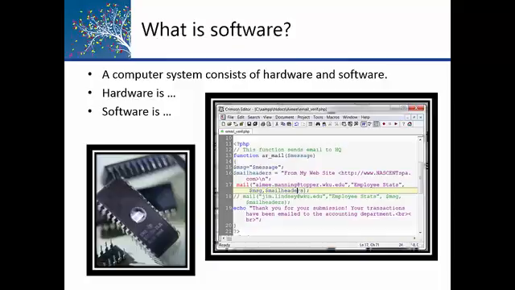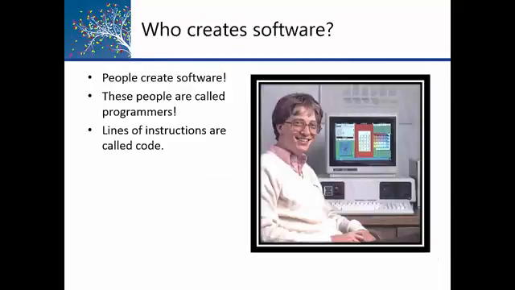Those are the basics. What is hardware? What is software? I think it's really easy to forget that software is created by people. And pictured in front of you on the slide, you have a picture of a very young Bill Gates from Microsoft. The people that write the lines of instructions or the code for software are called programmers. That's their job title. And so Bill Gates, that's somebody that you probably recognize. He's a very famous programmer.